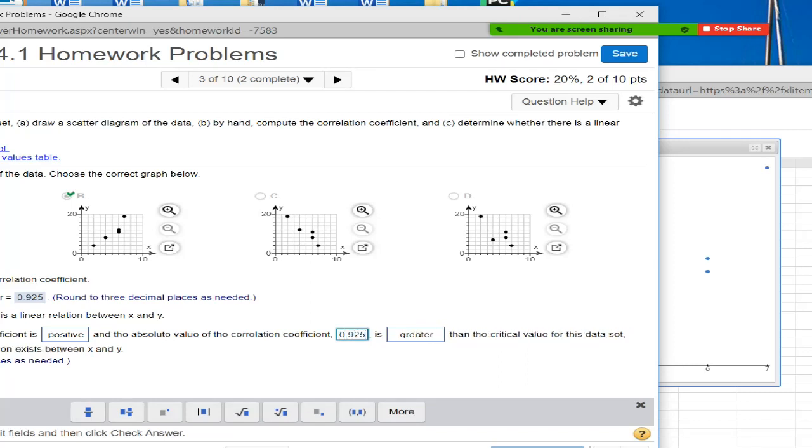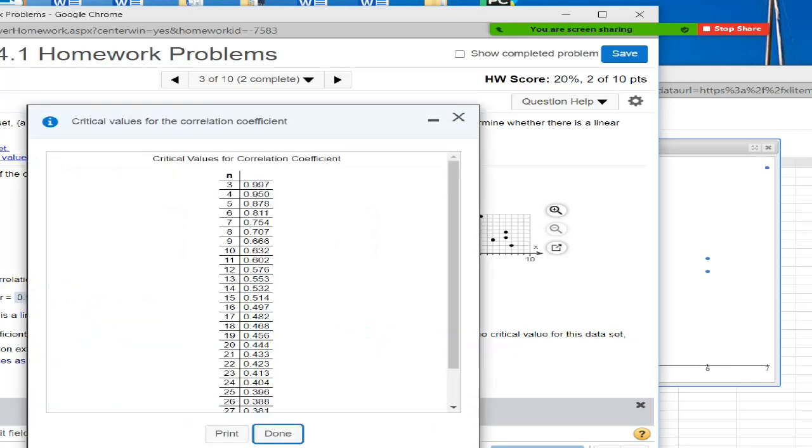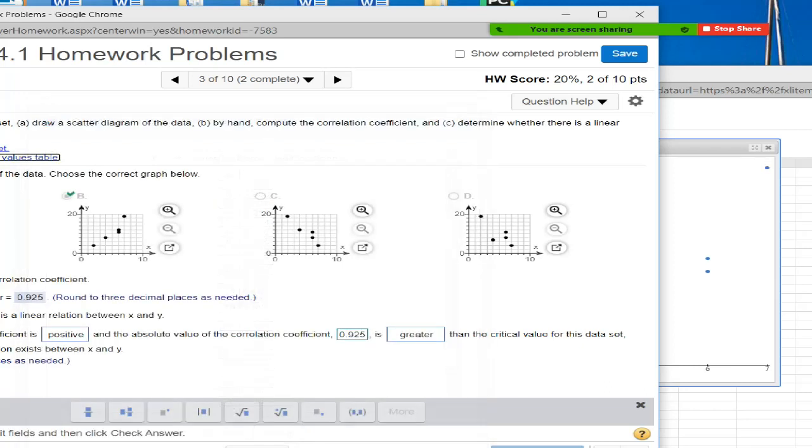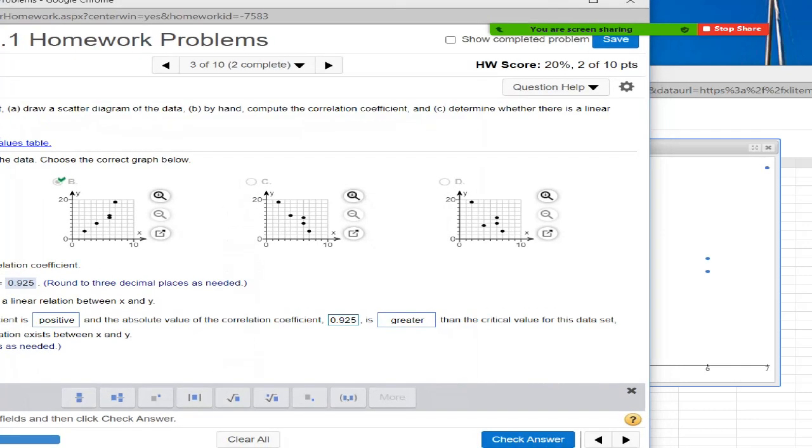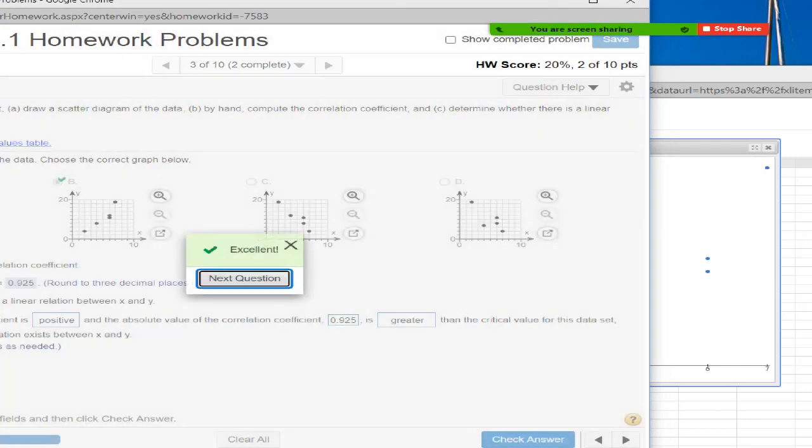And over here, they want the critical value, which I should have written down off of the table. So let's pull that up again. N equals 5: 1, 2, 3, 4, 5, 0.878. I think they want me to type 0.878 here. All right, let's give it a shot. And that's how you do some of these.